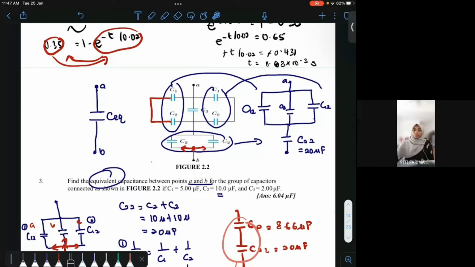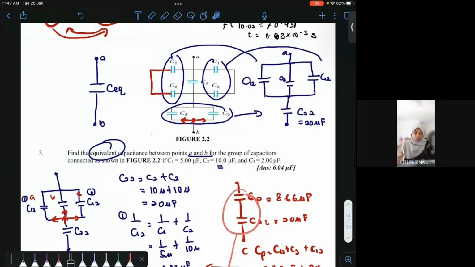However, chapter 2 ni antara chapter yang paling sikit dia punya percentage for your final exam. Maksudnya, soalan dia hanya carry marks around 4 marks sahaja out of 100. Okay, chapter 2 secara keseluruhan markah dia adalah 4 markah per 100 itu. So ini adalah satu chapter yang kita tak nak spend so much time sebenarnya. Okay, if you find it very difficult for you to simplify the circuit, bukan saya kata abaikan terus. Yang susah jarang keluar lah.